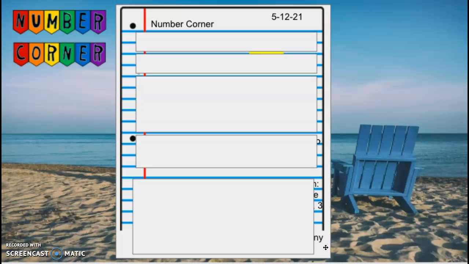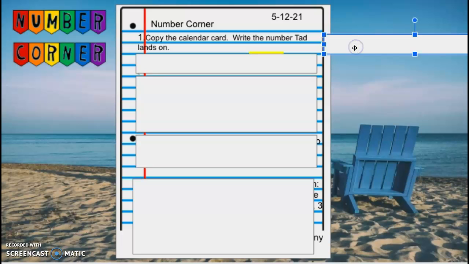Please write the date and number corner at the top of your paper. Press pause if you need more time to do that. Next to number 1, we are going to look at the calendar card, and you are going to copy the card. Then you're going to write the number that Tad will land on.